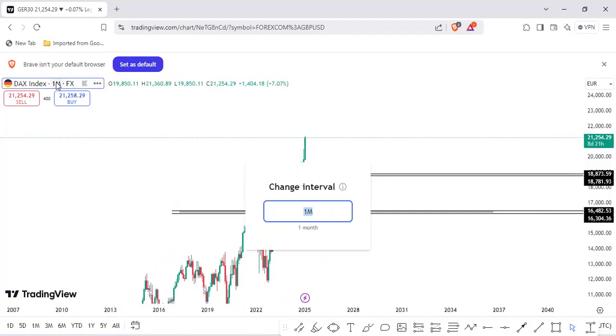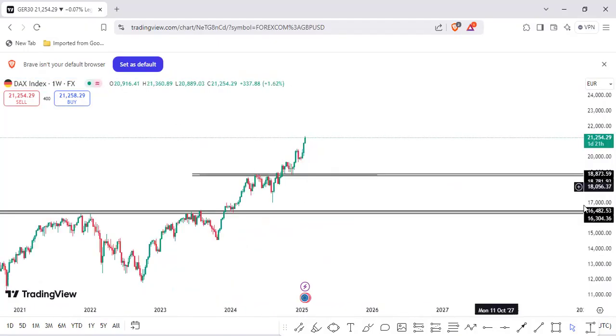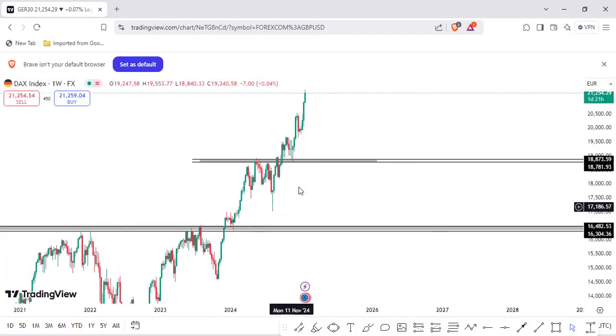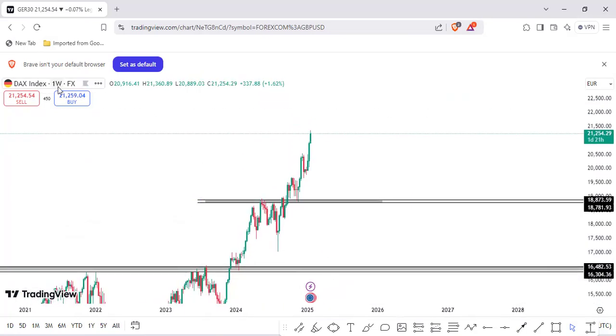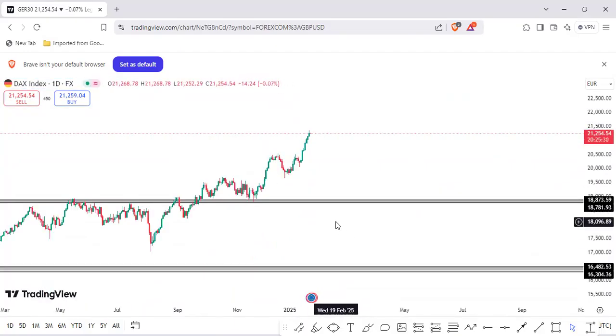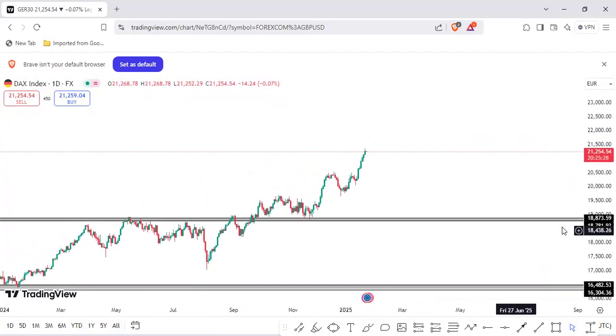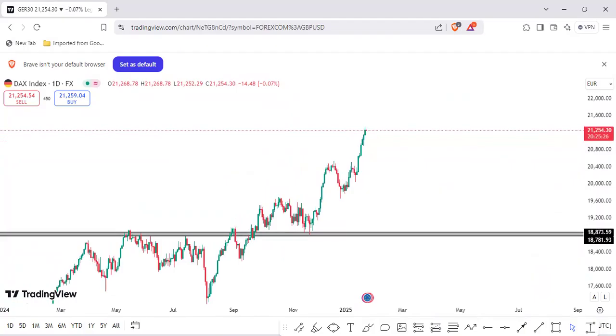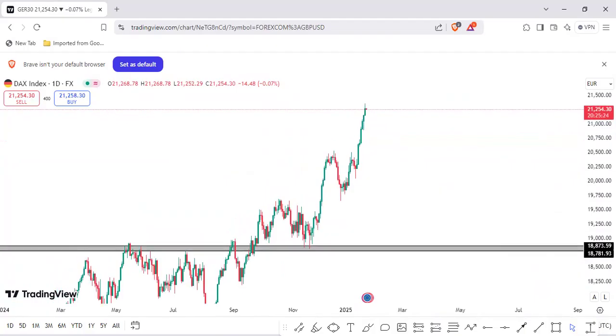So now let me quickly go back to my weekly to just see what is going on. Since we've been able to establish this particular zone here, which is from the monthly time frame, we can now say, okay, let's go to our daily to do a proper analysis and see what we have here. On daily, we can see that we have a recent high that has been broken. We have a recent high here that has been broken.